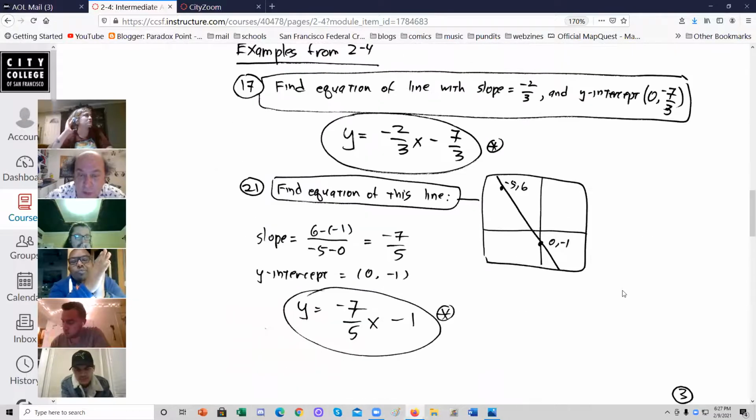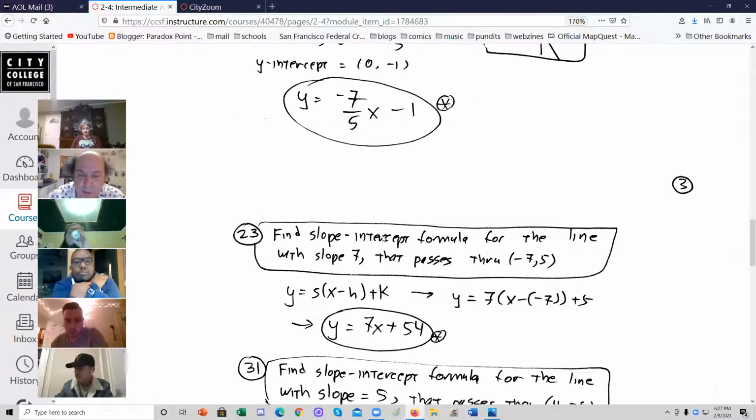It's pretty simple. We have a line through negative 5 by 6 and 0 by negative 1. Find its equation. Well, we already have the y-intercept. It's negative 1. So all we really need now is the slope. The slope: change in y is 6 minus negative 1, over change in x is negative 5 minus 0. So that's negative 7 over 5 is the slope. The y-intercept is 0 by negative 1. So here we go. That's s, that's b. So y equals negative 7/5 x minus 1.